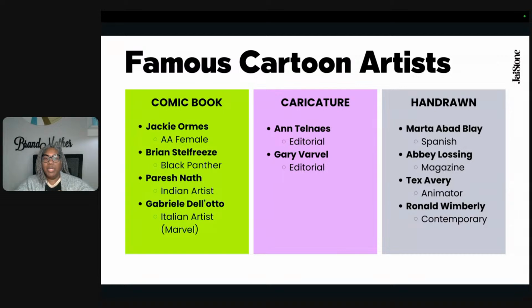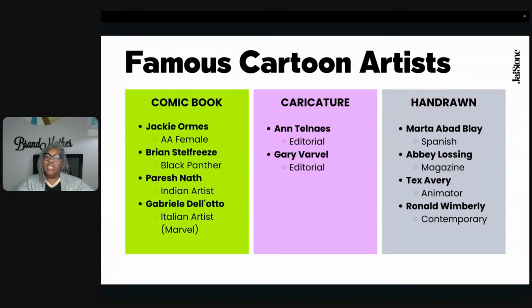When we talk about caricatures, start thinking about newspaper editorials, where there might be a caricature of a political figure that has a story of satire attached to it. Caricatures are often editorial, right? But we also see them at an amusement park, where an artist draws a caricature of you. Caricatures are really fun in marketing. Anne Talanes does editorial, and so does Gary Virgo.